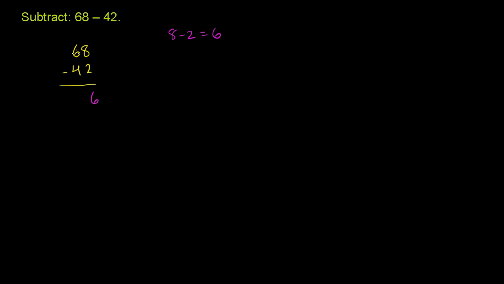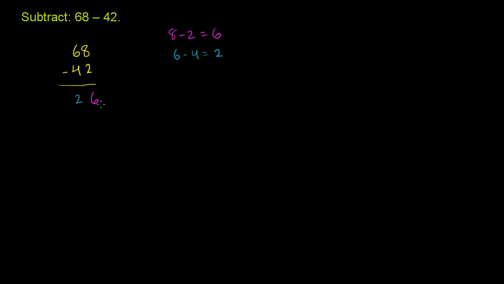And then we go to the 10's place. We have 6 minus 4. And since they're in the 10's place, this is really 60 minus 40. But 6 minus 4 is 2. And since these are in the 10's place, this is really saying 60 minus 40 is equal to 20. I'll make that a little bit clearer in a second. So we're actually done here. 68 minus 42 is equal to 26.